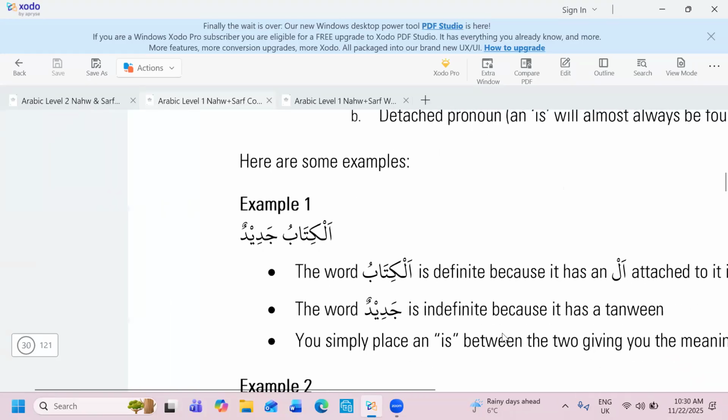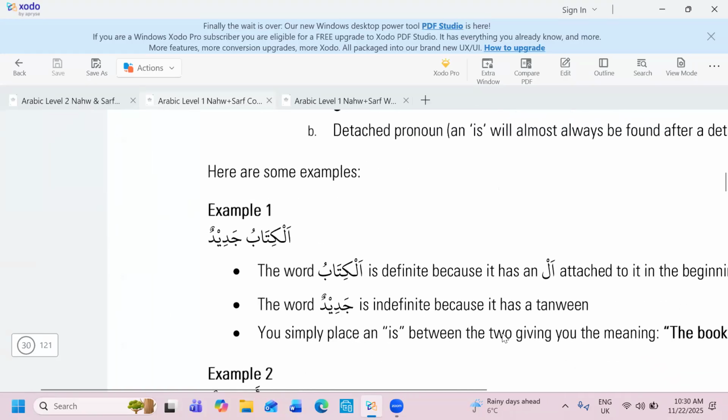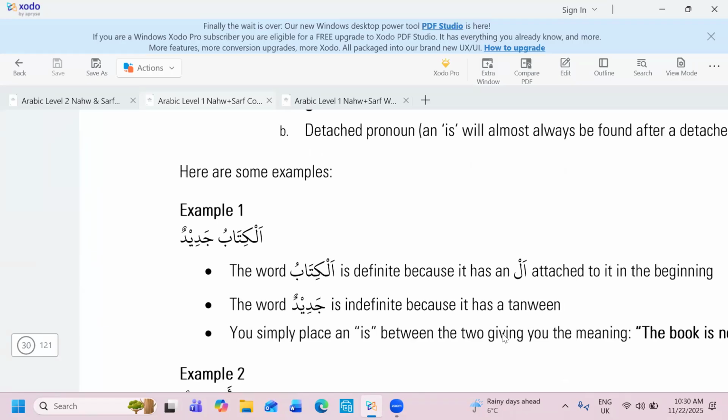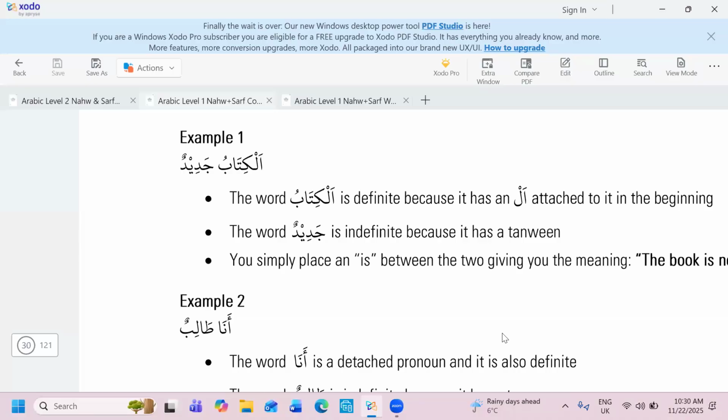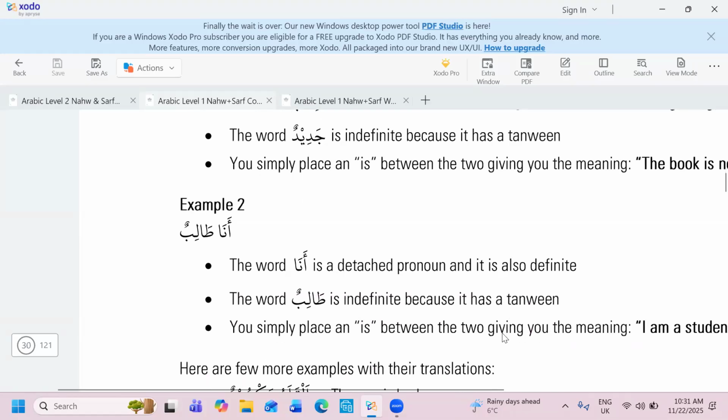So you got an explanation there. The word al-kitab is definite because it's got an al. The word jadid is indefinite because it has a tanween. And then once those conditions are met, you insert the word "is" in there. So al-kitab is jadid.